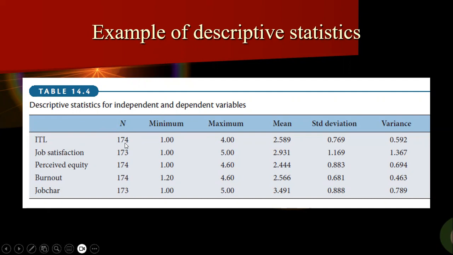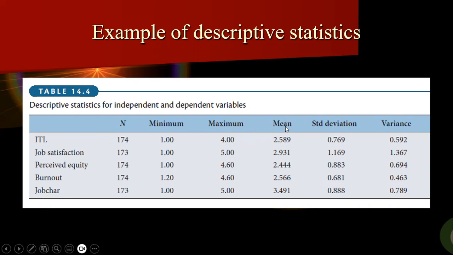The next column against the variable shows the N. N stands for the number of observations. The number of observations of ITL is 174. So there are 174 entries of ITL in our sheet. The minimum value of the ITL variable is 1, and the maximum value which ITL has is 4.